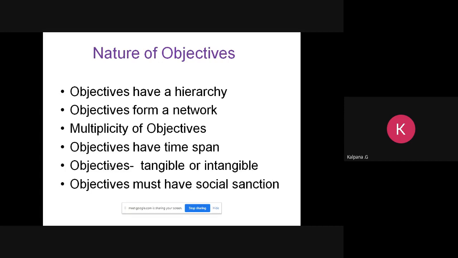Anyway, these short-term objectives help in achieving the long-term objectives because they are correlated, because they do have a hierarchy and they form a network. So we have something called short-term objectives and long-term objectives. We are going to talk about these two definitions under this point, and we are going to have this time span so that we can assess the objectives in a better way. So we need to mention the time span when we are setting the objectives.